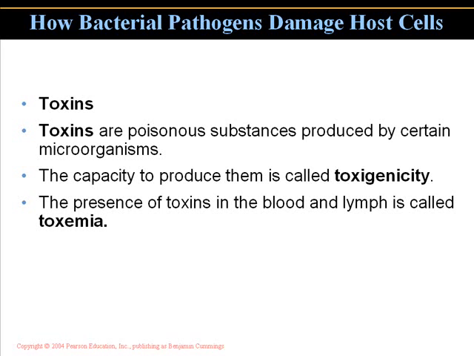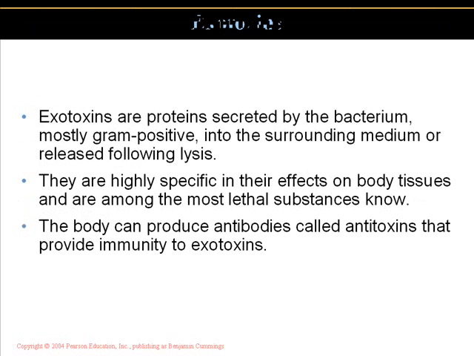Also, as we've talked about before, there are certain toxins that can be produced by these organisms. Toxins are poisonous substances produced by certain microorganisms. The capacity to produce them is called toxigenicity. The presence of toxins in the blood and in the lymph is referred to as toxemia.